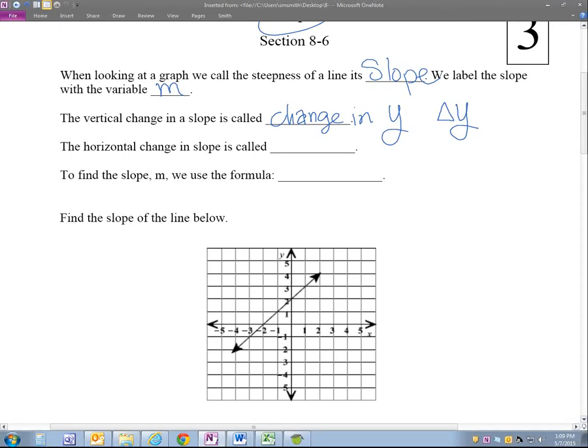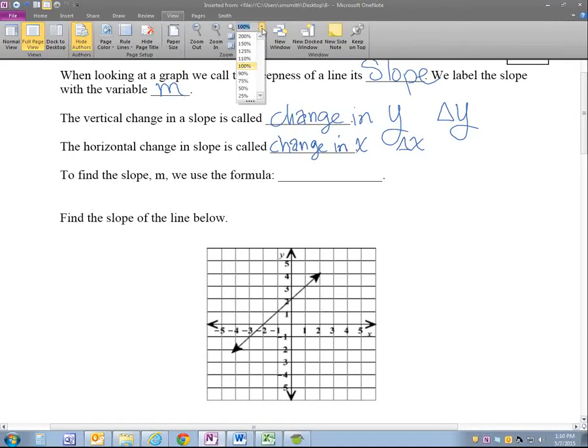Then we have the horizontal change. And in our graphs, horizontal, the ones that are measured left and right, that is the x-axis. So naturally, this one's going to be change in x. And that's going to be delta x. And algebraically, remember that x's have that little tail on the side, so you don't think it's a multiplication symbol. I'll zoom in a little bit for you guys to see.